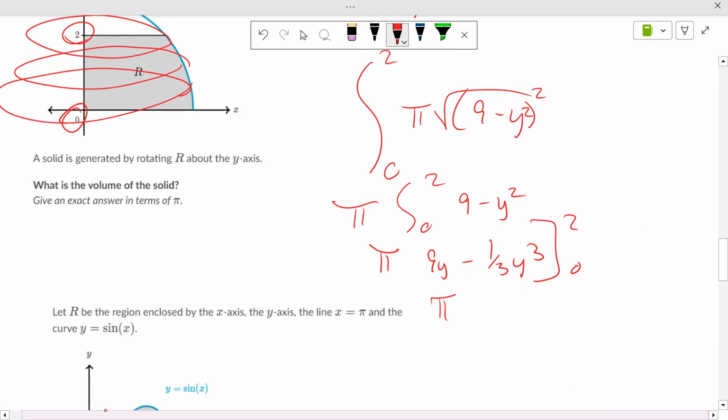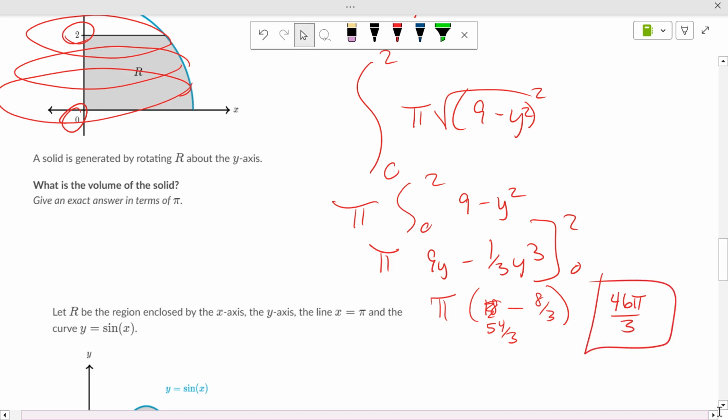So it's pi times 18 minus 8/3 minus 0. 18 minus 8/3 is the same as 54/3, because 18 times 3 is 54. So 54/3 minus 8/3 is 46 pi over 3.